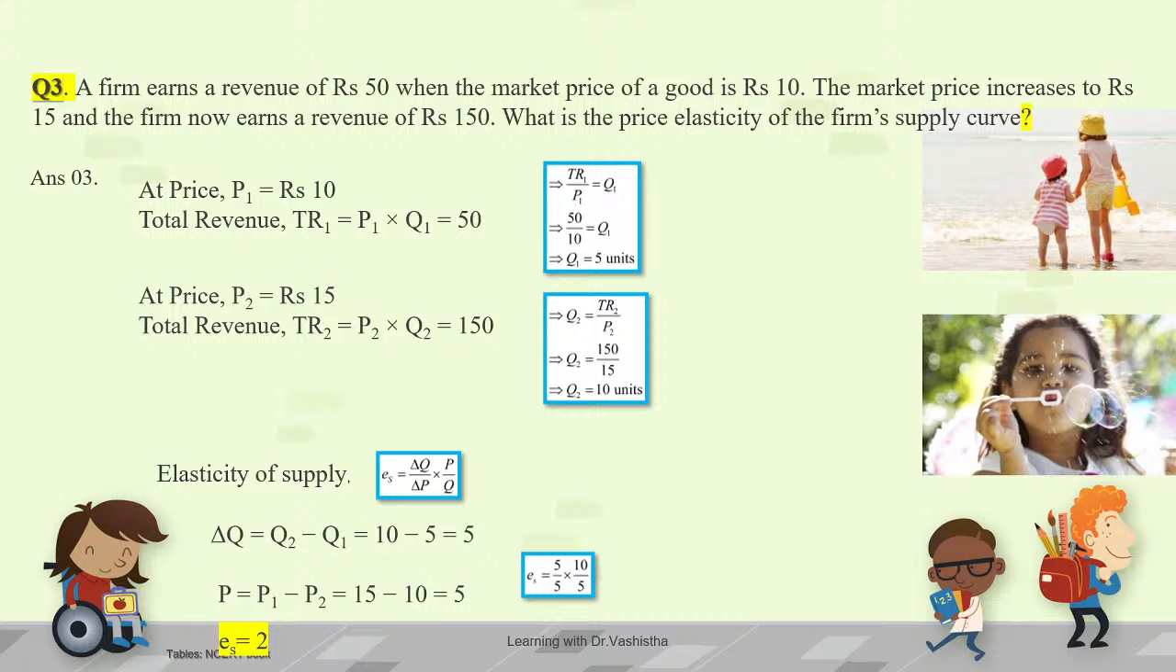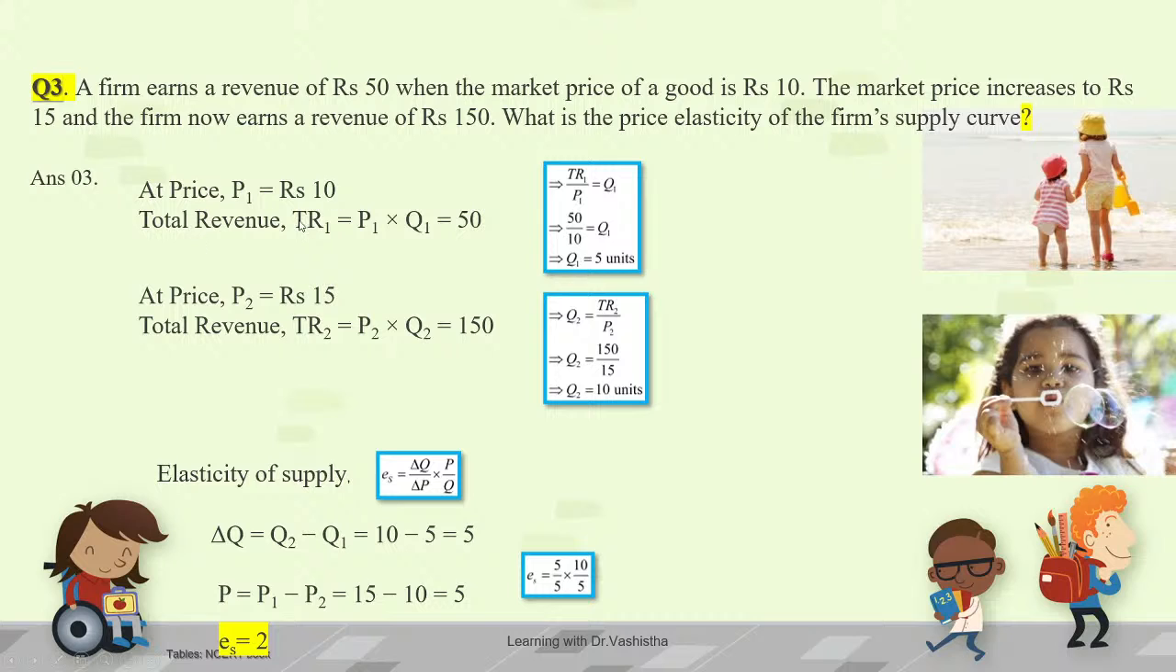As we have already done in the earlier chapter, the formula for calculating the price elasticity of the firm supply curve is delta Q upon delta P multiplied by P upon Q. We have done that entire derivation, how it's been done and why these values are being taken. So now here what we need is delta Q, which shows the change in quantity, and delta P, which shows the change in price. Here you can see the initial price P1 was rupees 10, so it will be taken under P1.